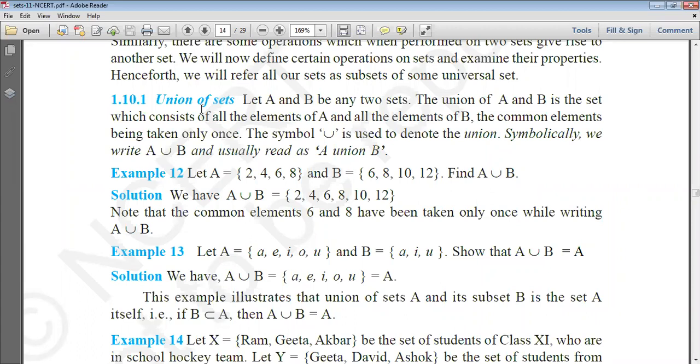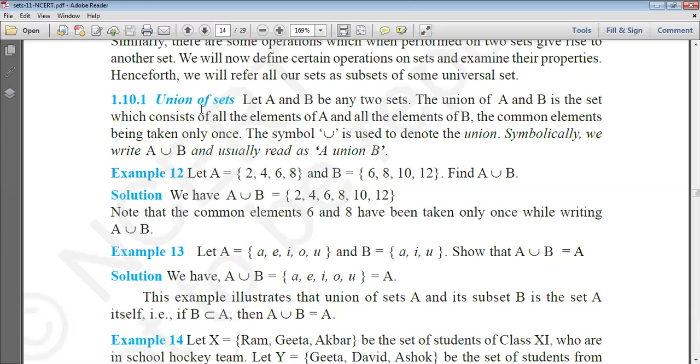So this is just a collection of all the elements from the sets. If there are two sets, then all elements from the two sets, if we collect a new set, we will be having that, and that is the union of the two sets. If there are three sets, then union of three sets. If there are four sets, union of four sets. Union is the collection of all elements from the sets considered.